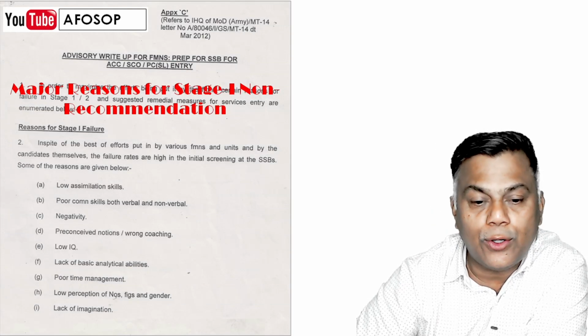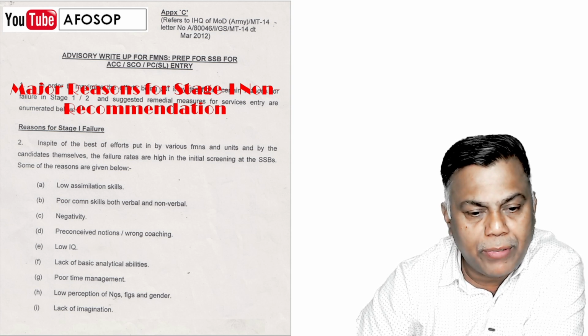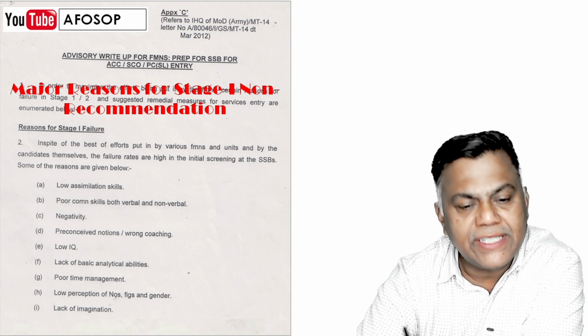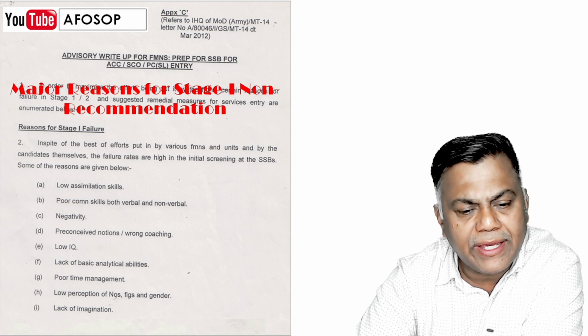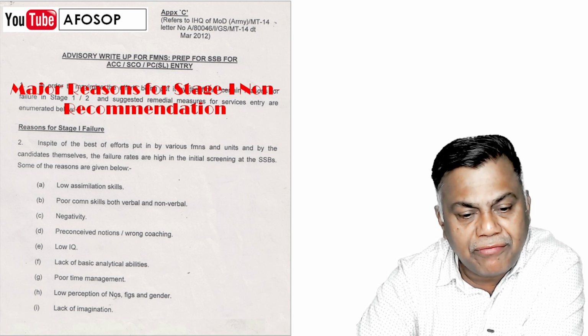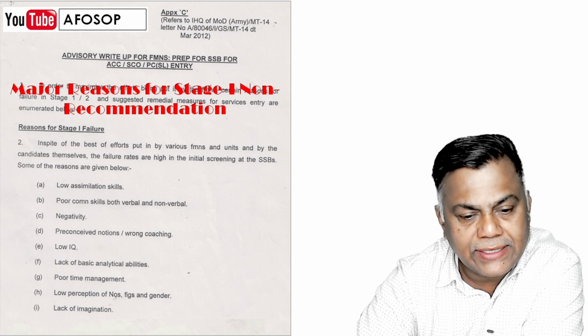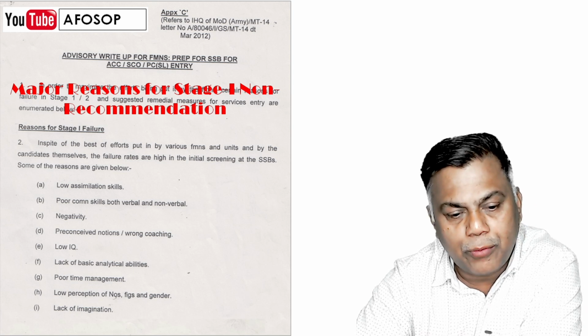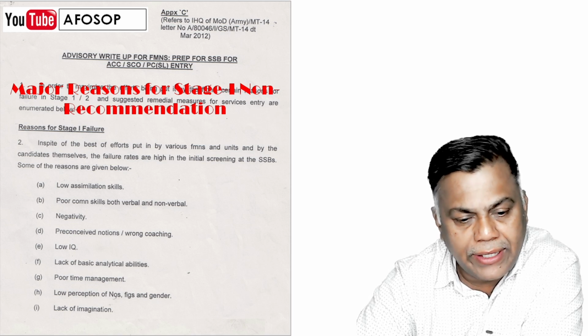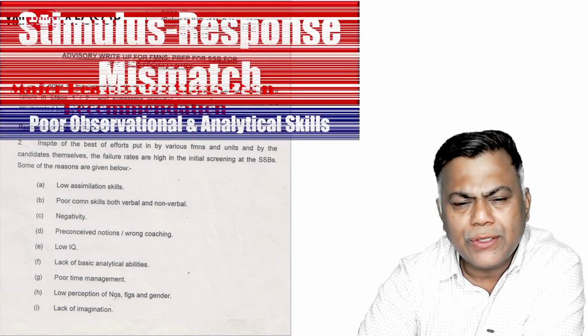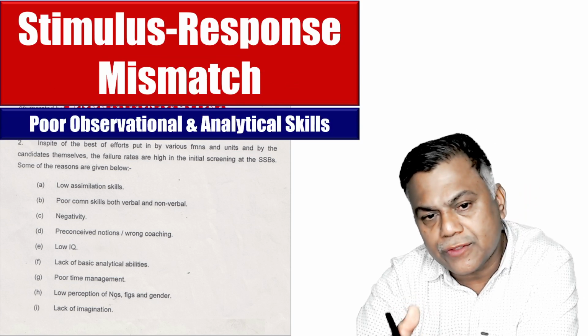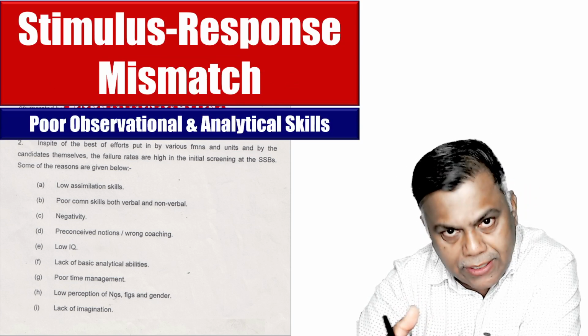Point number 2a, low assimilation skill. Point number D, preconceived notion. Point number E can be low IQ. Point number F is lack of basic analytical skills. Point number H, low perception. And point number I is lack of imagination. So there can be multiple reasons because of which the stimulus response mismatch comes.